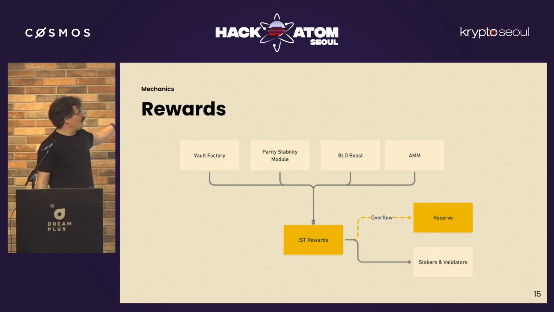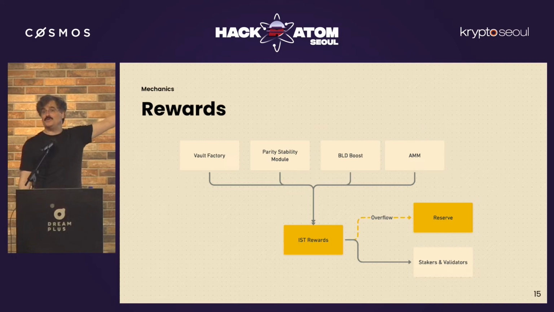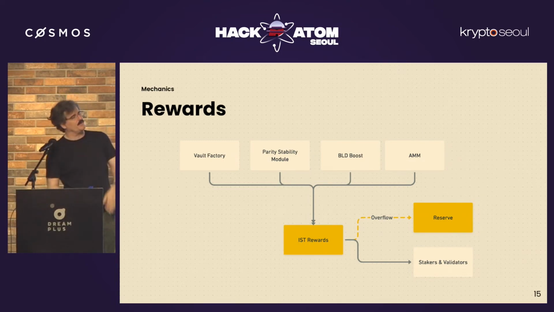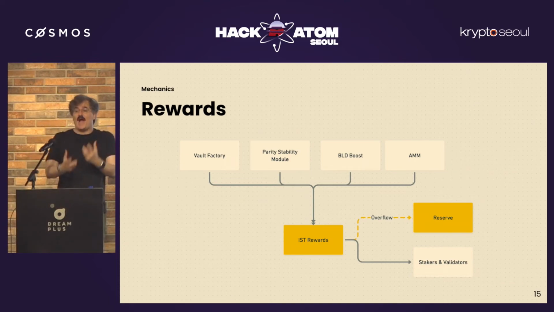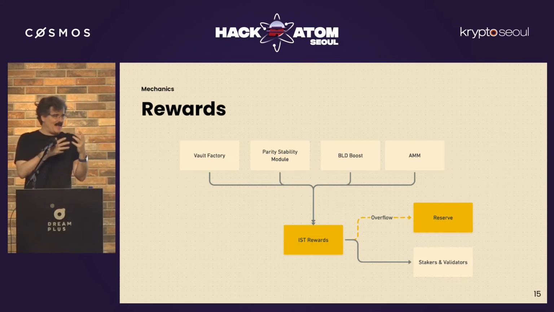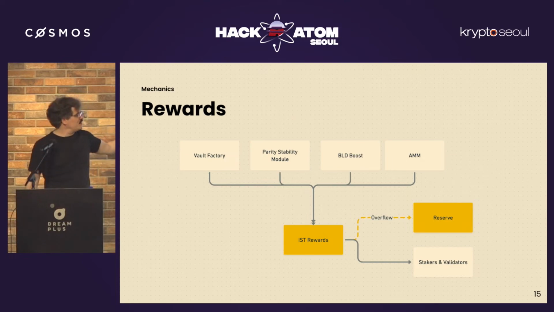And so that means for each of those contracts, for the AMM, there's a trading fee of 5 basis points, which is fairly typical. BLD Boost has a fee. The Parity Stability Module has a very small fee because you're going from dollar to dollar valued assets. And then Vault Factory charges interest for the IST that you mint against locked up tokens. And some of those fees go to the IST reward pool, but when it's past a certain amount, right, that's sort of rate limited, a fraction of it goes into the reserve.